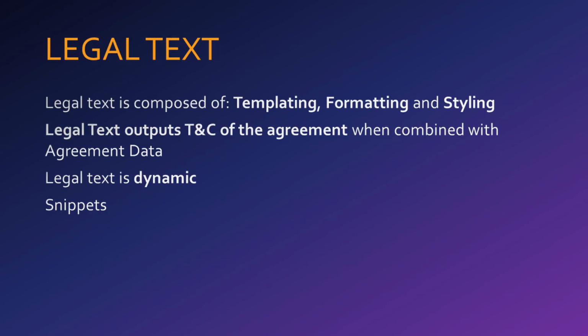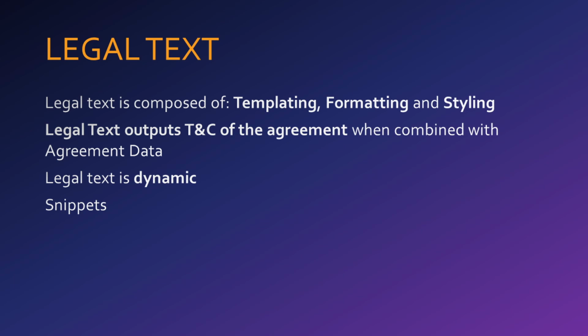In Mercenta, we define the terms and conditions of the contractual relationship between parties in legal text. Legal text is composed of three elements: templating, formatting, and styling. We will discuss each of these in detail in the remaining sections of this tutorial. When combined with an agreement's data, it produces a document which outlines the terms and conditions of the agreement.